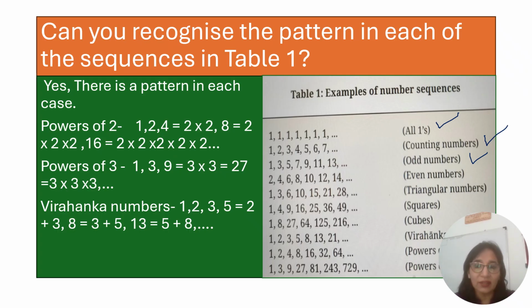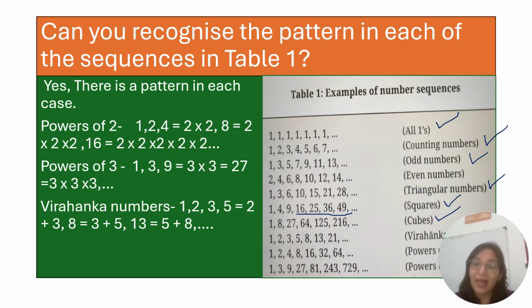Then you have the triangular numbers, which we will be discussing in detail. Then you have the squares. What do you mean by squares? Like 2 square is 4, 3 square is 9, 16, 25. These are all square numbers. What about the cubes? When we take 2 cube, that is 8. 3 cube is 27. Likewise, these are the cubes. Then you have the Virahanka numbers, which we will be studying here. Then you have the powers of 2 and powers of 3.